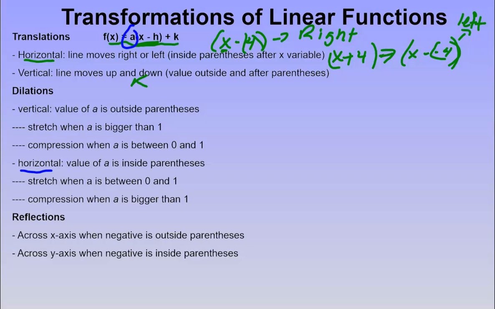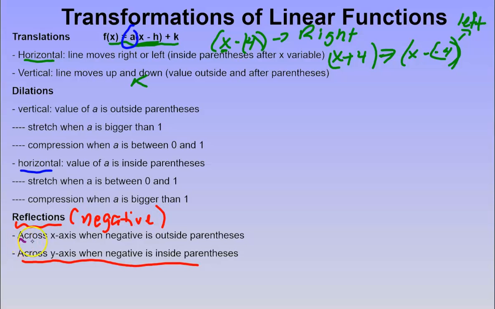And the last part is talking about reflections. The reflection is referring to the negative. And the negative is going to be in front of the a. So if the negative is on the inside of the parentheses, that means the a is on the inside of the parentheses. So if the negative is on the inside of the parentheses, it's going to be affecting the x-coordinate, which means that's going to go across the y-axis.